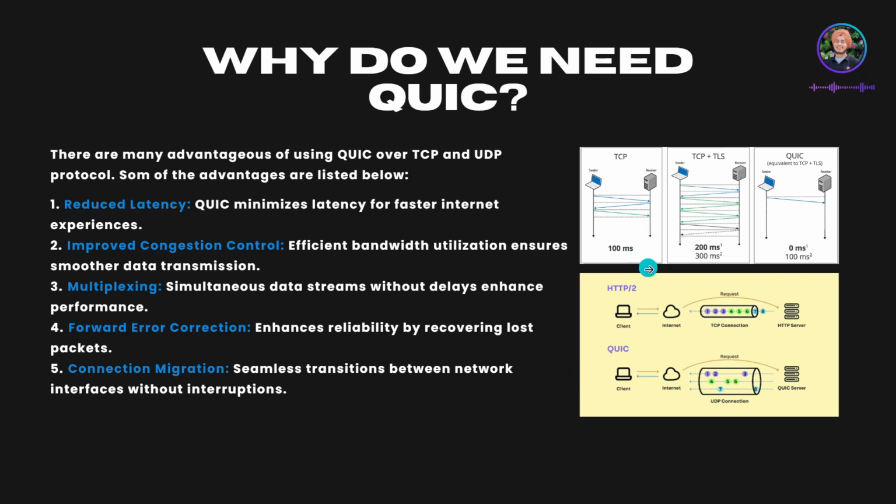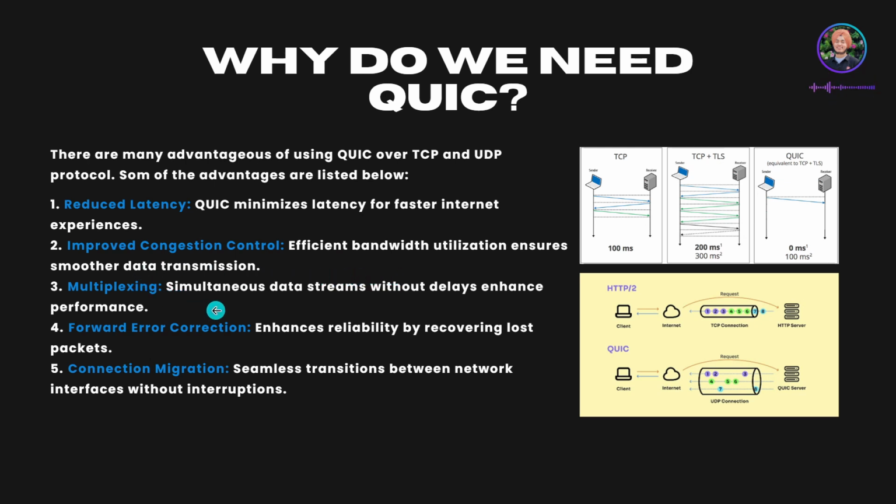As you can see in this figure, the round trip time of TCP is more than QUIC because the TCP handshake is a three-way handshake, which requires more time. It requires about 100 milliseconds compared to QUIC, which requires 0 milliseconds. The second thing is that it improves congestion control, as it features a pluggable congestion control algorithm and provides richer information to these algorithms compared to TCP. This allows for more efficient bandwidth utilization and better adaptation to network conditions, ultimately leading to smoother data transmission.